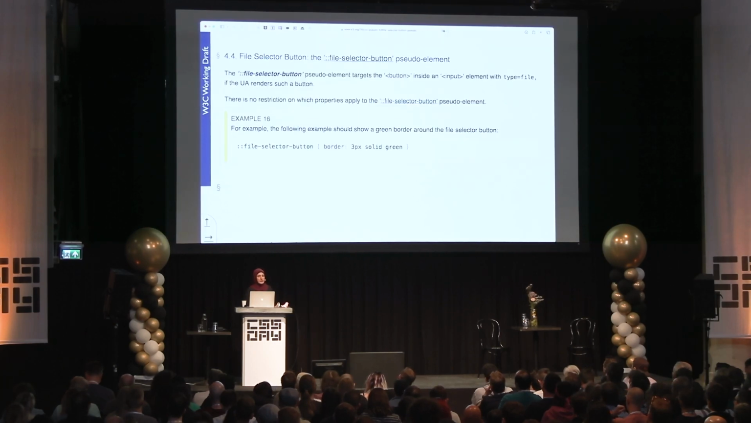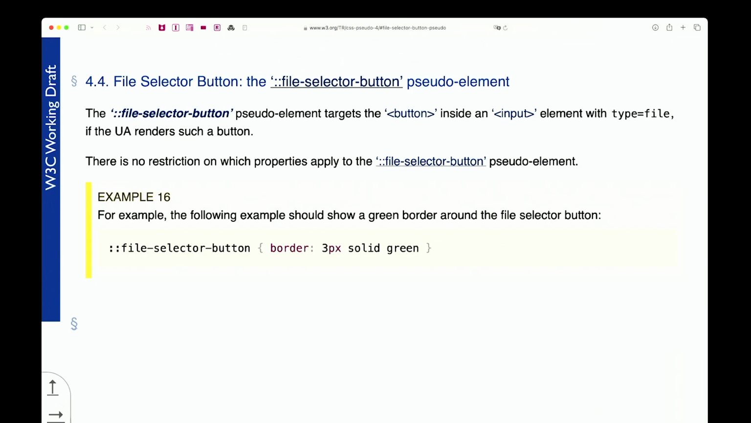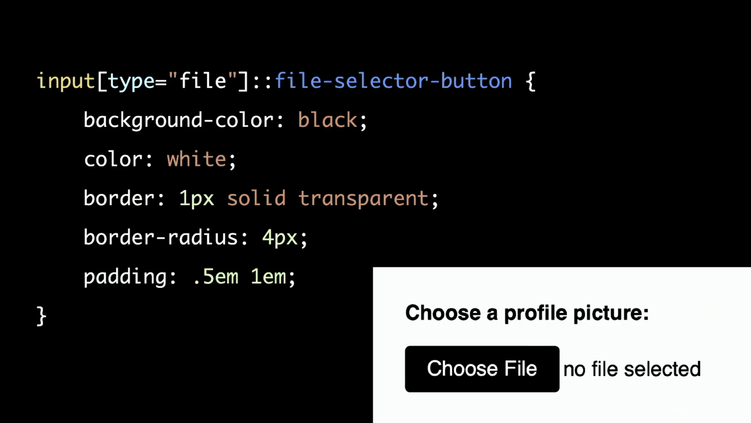The CSS pseudo-elements module level 4 defines a pseudo selector that enables us to style the file input button with no restrictions on which properties to apply to it. So using the file selector button pseudo element, we can change the button's colors, padding, background color, just like we can style any other button. But we still don't have control over the content of the button, the actual text label. CSS can't change an element's content, which means that the button's label and accessible name remain unchanged and different across browsers.